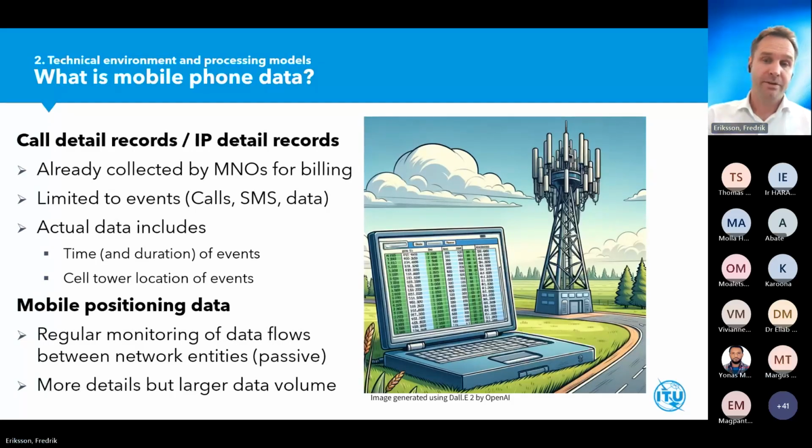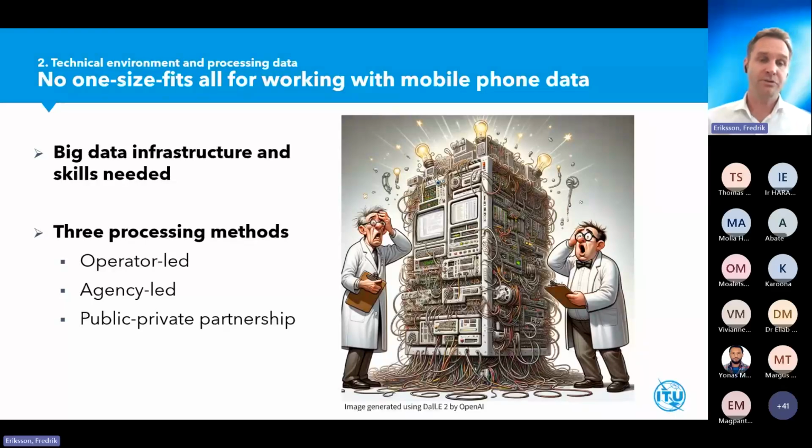So to be a little bit practical, because of the large data volumes, it's important to have a robust technical infrastructure that allows you to process this amount of data, and also to have colleagues or yourself with the skills needed to do so. In the different pilots that ITU has been involved in, we've seen three main models in terms of how the data has been processed. One is what I usually refer to as operator-led, another is agency-led, and there's also a hybrid, where agencies in this context are government agencies or national statistics offices, for example. So there's a public-private partnership where government agencies can access data in a secure environment in the operator's system.